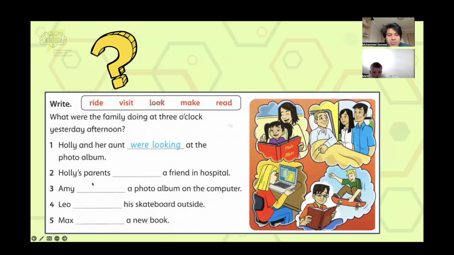Holly's parents are not one. Parent is two. Mother, father. Okay. Leo was riding his skateboard outside. Max was reading a notebook. Let me write it down. Max was, Leo was, Amy was, Holly's parents were.